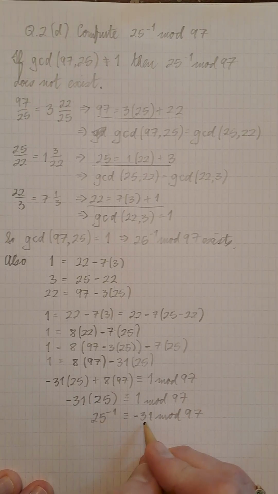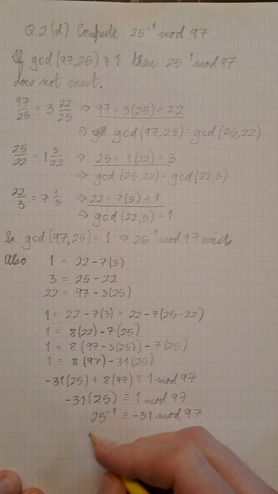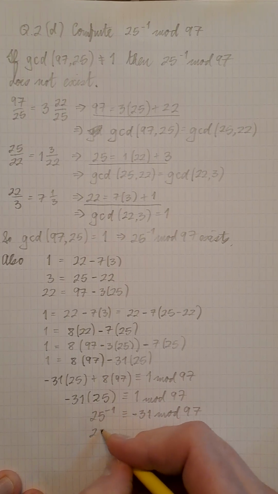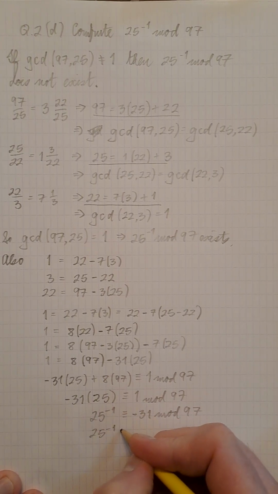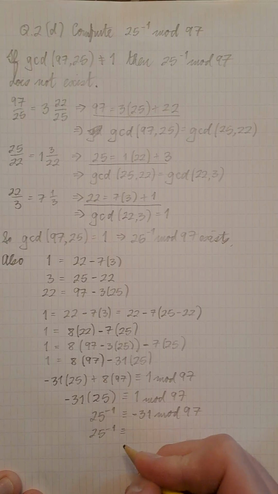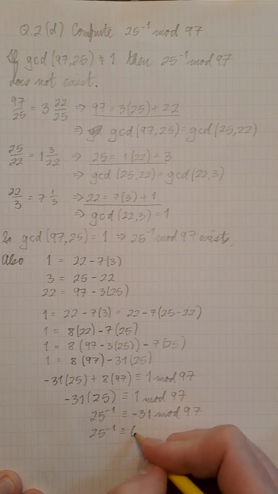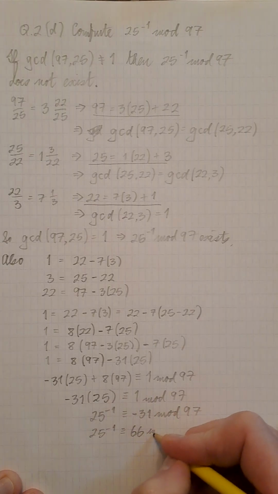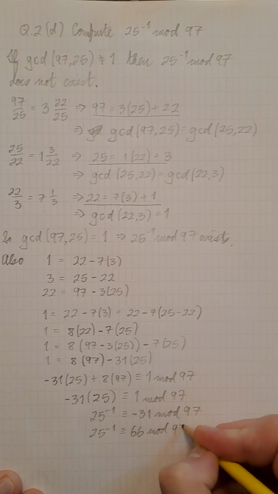If we add 97 to our minus 31, we get that the inverse of 25 is congruent to 66 mod 97.